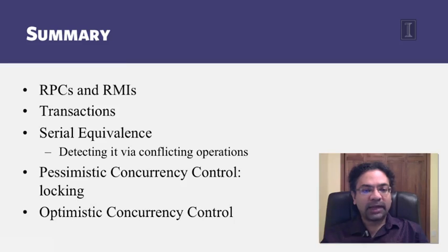Optimistic concurrency control lets transactions proceed with their reads and writes under certain conditions, but checks later on or enforces checks at some point of time so that the ACID properties and serial equivalence are in fact always obeyed.